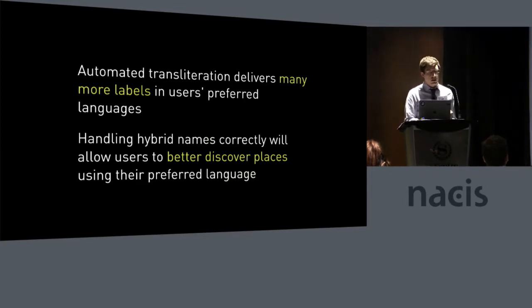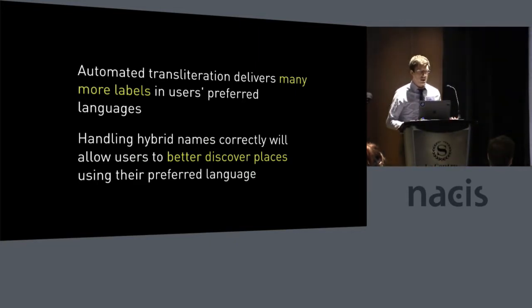To conclude my portion of this, building automated transliteration capabilities will allow us to deliver many more labels in users' preferred languages, and handling hybrid names correctly will allow us to help users better discover places using their preferred language.